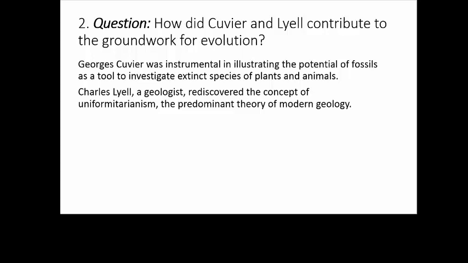Charles Lyell, a geologist, rediscovered the concept of uniformitarianism, the predominant theory of modern geology. Uniformitarianism, or gradualism, suggested that various natural processes that operate in the modern world are the same as the processes that occurred in the past. This theory gave Darwin the foundation of a dynamic Earth. The Earth and its environments changed throughout Earth's history and continue to change today.